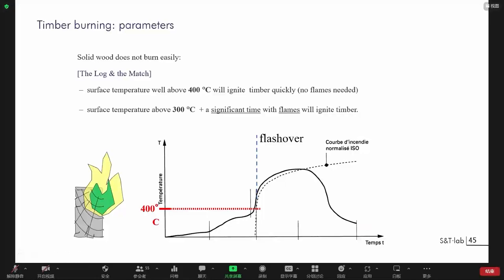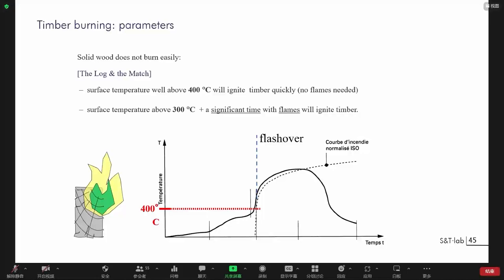So if you want to ignite timber quite quickly, you need a temperature of 400 degrees. And you don't need to have flames. It means that as soon as you have a 400 degrees temperature in a building, everything that is in timber will start to burn even if there are no flames going to it.